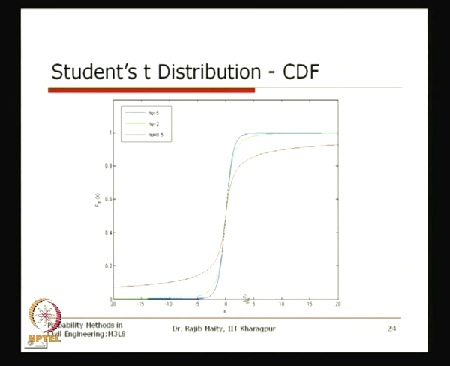And for those combinations of degrees of freedom, here we have shown the CDF, the cumulative distribution of the student T distribution, for different combinations of degrees of freedom. Here the red is the lowest, then green, and the highest is the blue, so far as the degrees of freedom are concerned.